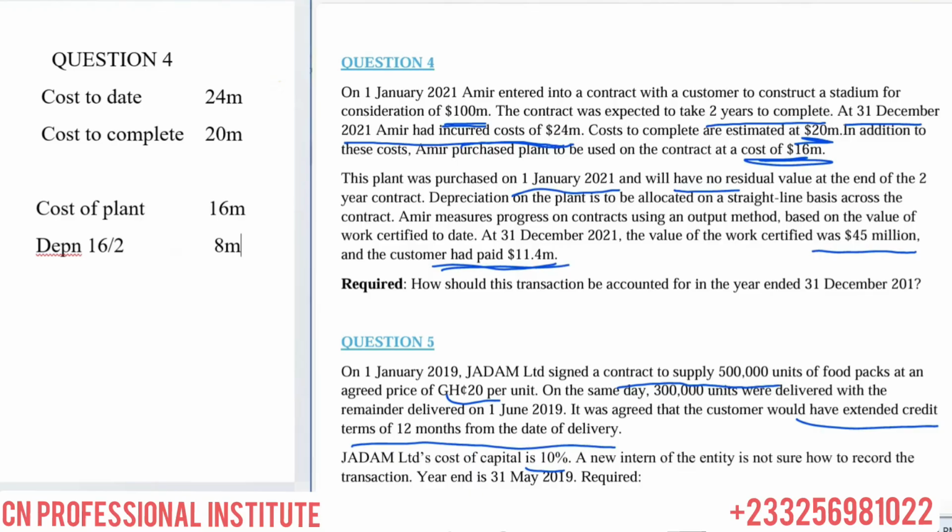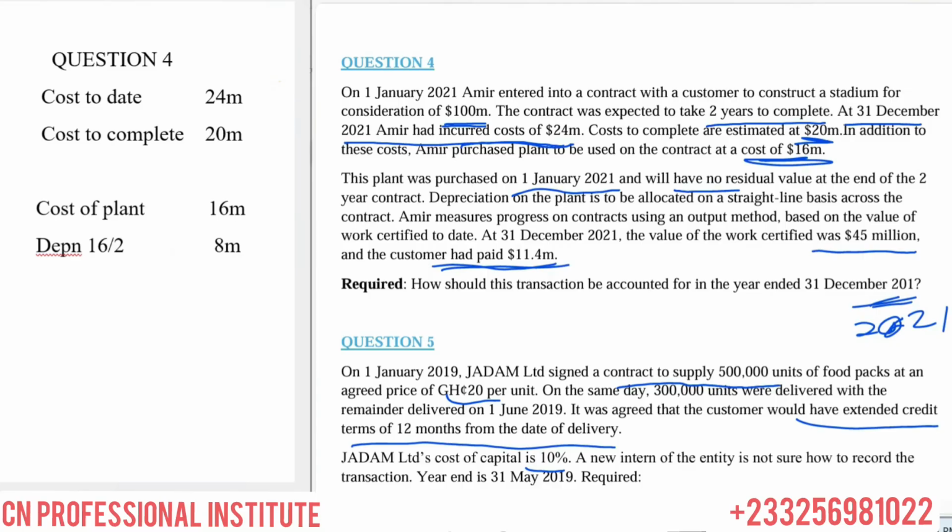The extract is here. This is 2021. Okay. So as at 31st December 2021, we have charged depreciation of what? 8 million. Because we purchased it on 1st June 2021. So as at 31st December 2021, when we are preparing the extract, we've charged depreciation of 8 million.